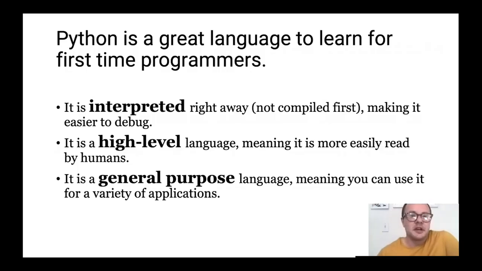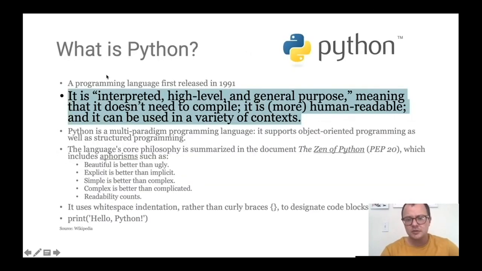So let's just break this down here. We still have this title for the assertion. This is our assertion here. Python is a great language to learn for first-time programmers. And as you'll notice, that was nowhere on this original slide, that assertion. So how did I get to that assertion?